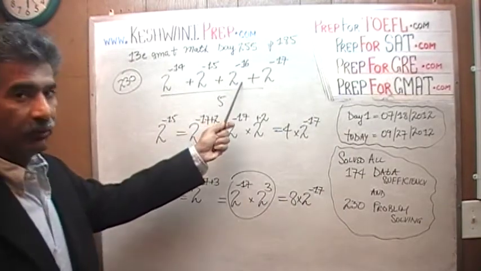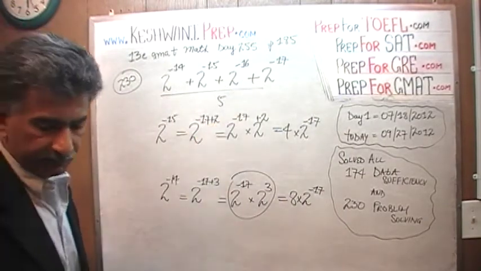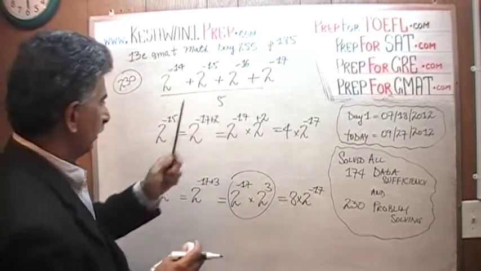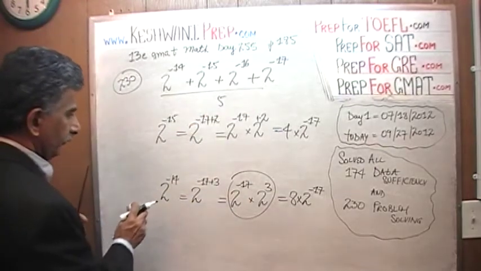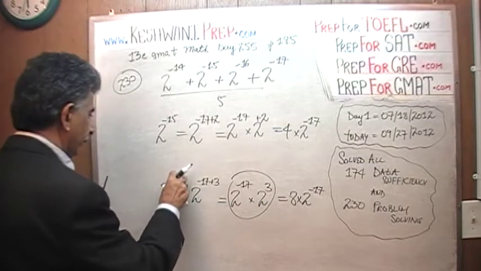And the next one is going to be 2 raised to negative 16. What about this guy? Let's take a look at it. Let's do it here. 2 raised to negative 17.